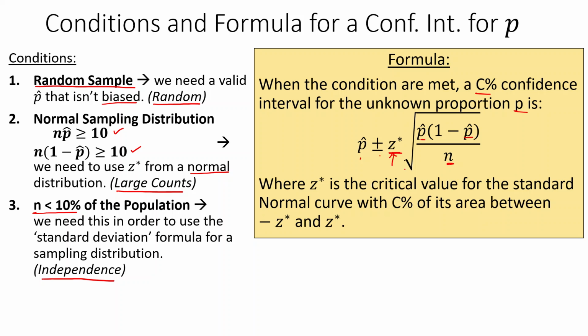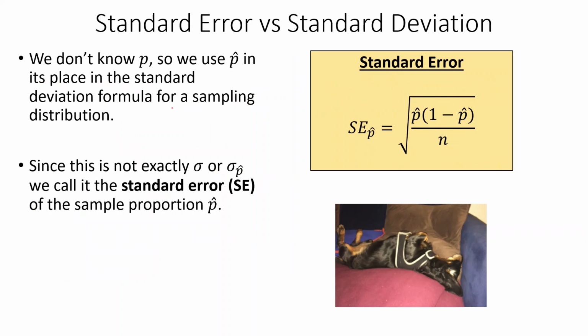And z star, what is that? That has to do with the number of standard deviations we're going to go over. So z star is the critical value. Remember the critical value we talked about last time, at the end of the video? It's the number of standard deviations of the normal curve based on the C% confidence interval. In other words, C% is the area between negative z star and z star for the standard normal curve. Remember, the standard normal curve has a mean of 0 and a standard deviation of 1. We'll see how that works in just a second.